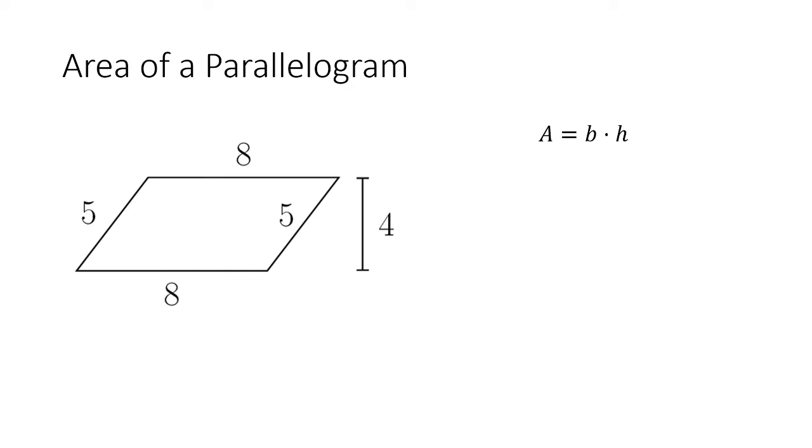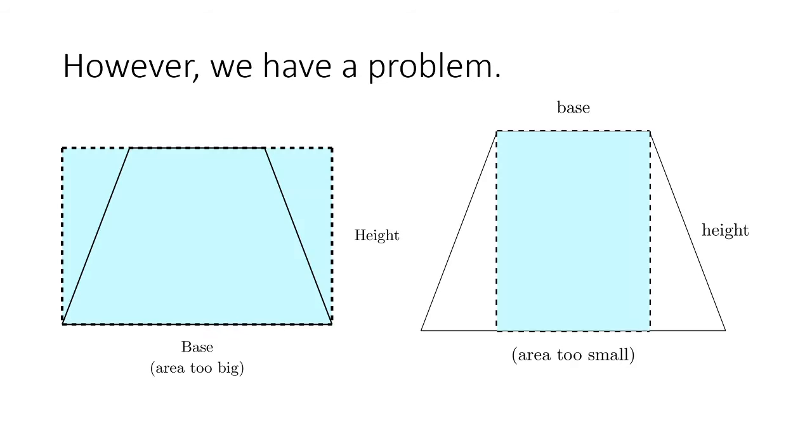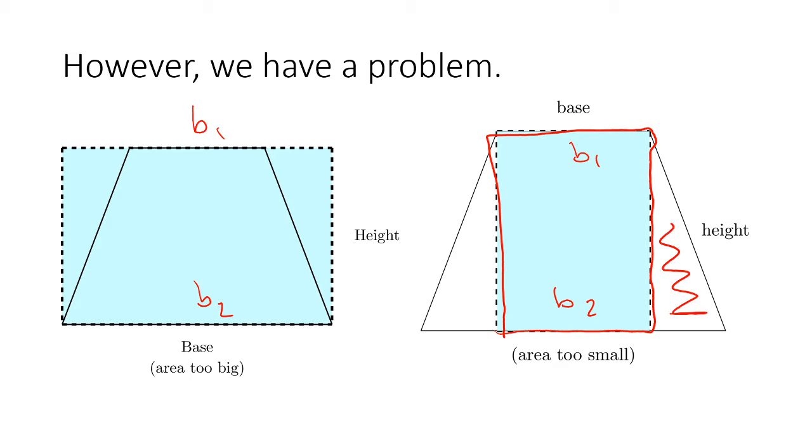So what about a trapezoid? A trapezoid has these non-parallel sides, so we can't use the same formula. Because let's say we have two bases here. We have base 1 and base 2 on each of these. And if we use base 2, the big base, our area is too big. It stretches outside of the actual shape. And if we use the small base, our area is too small, right? We're missing all of this in here.